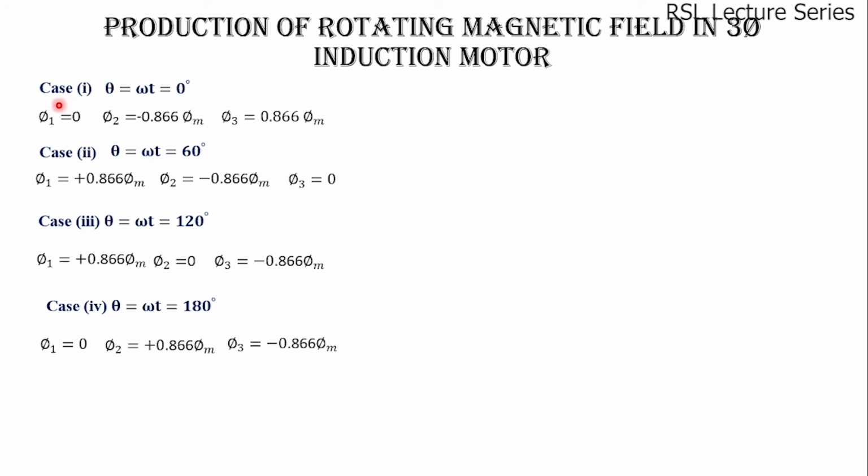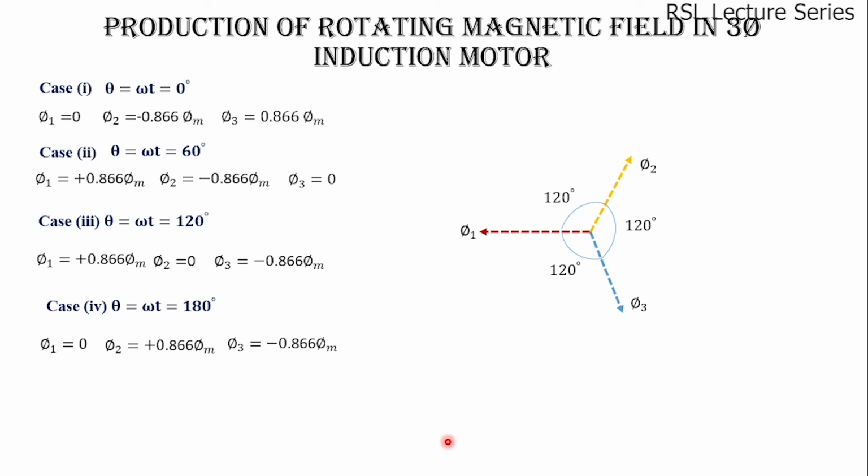So in case 1 we have omega t 0, phi 1 is 0, phi 2 negative, phi 3 positive. Okay, in case 2 omega t 60 degrees, phi 1 positive, phi 2 negative, phi 3 is 0, and case 3 omega t 120, phi 1 positive, phi 2 is 0, phi 3 negative. Case 4 omega t 180, phi 1 is 0, phi 2 positive and phi 3 negative. Okay, so we'll quickly see the vector diagram, how we have drawn it.